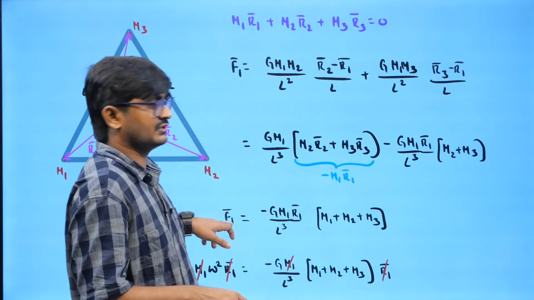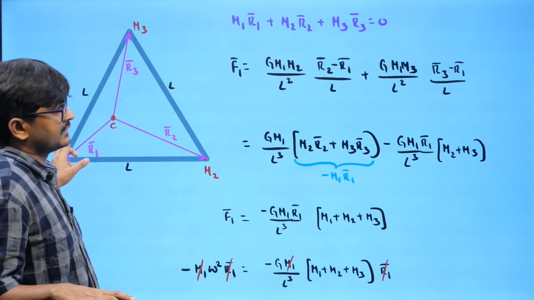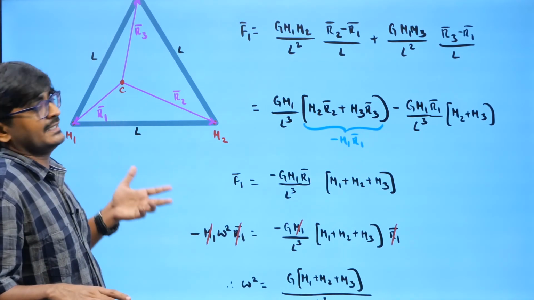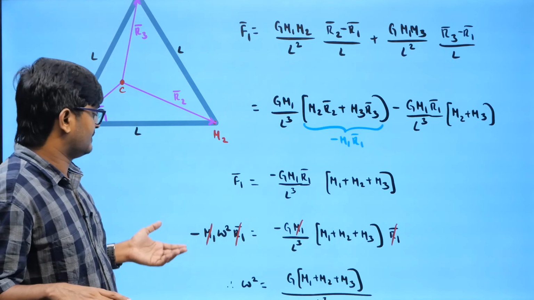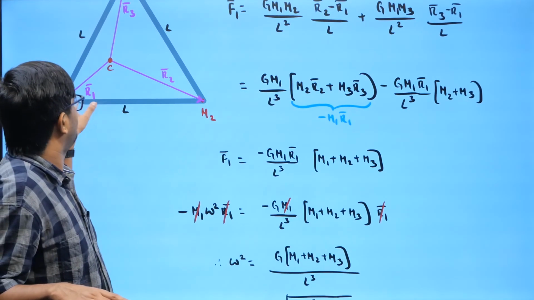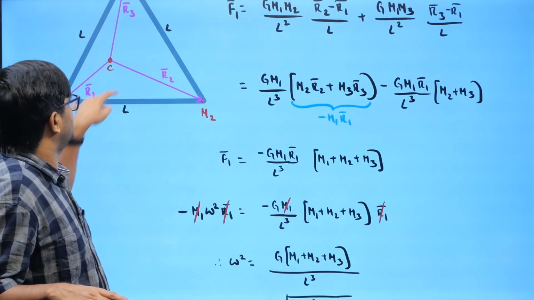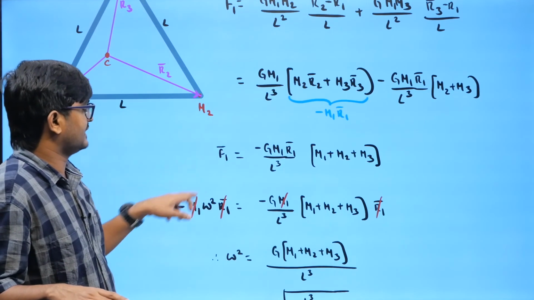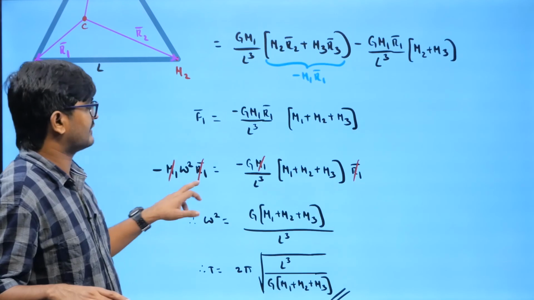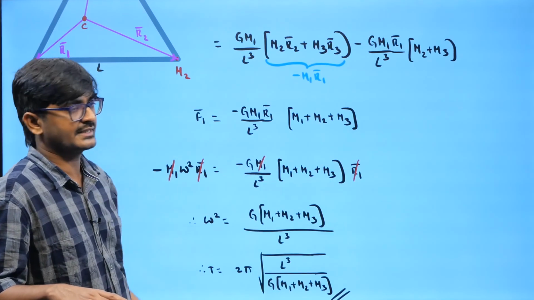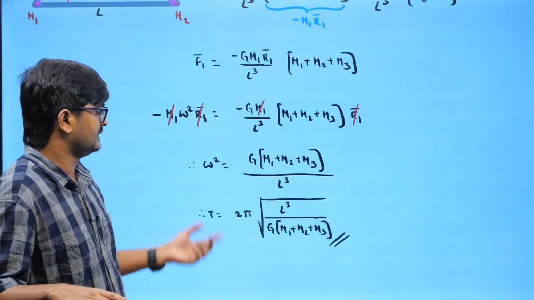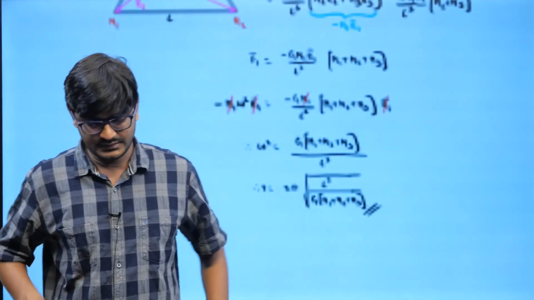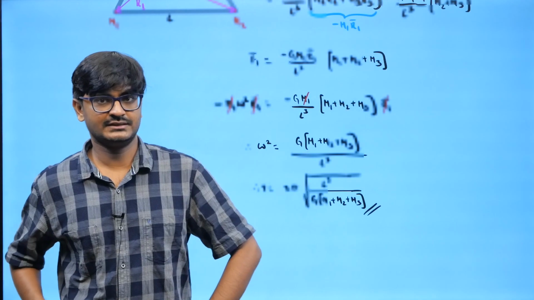Now that is the net force on this one. Net force on this one in vector notation must be equal to minus m omega square r1 bar, because it will be performing a circle with radius r1. This will be with radius r2, this will be with radius r3. So minus m1 omega square r1 bar. r1 bar and r1 bar, m1 and m1 will get cancelled. So from here you can get omega, you can get the time period as 2 pi into root of L cube by G into m1 plus m2 plus m3, right?